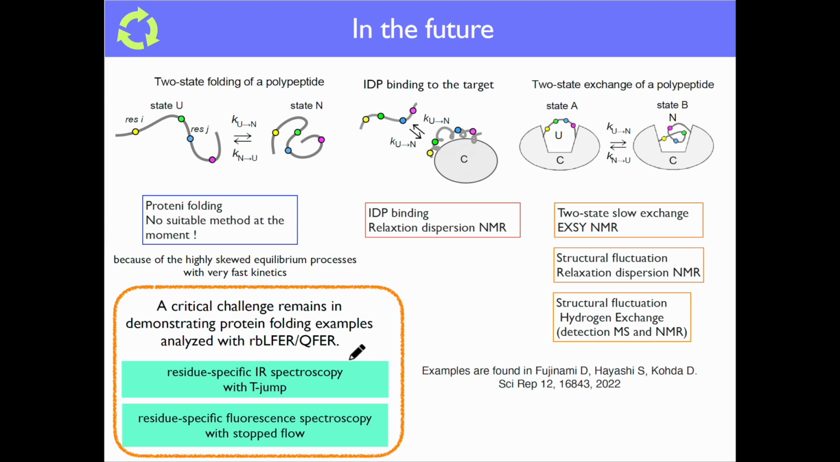And we suggest isotope-labeled residue-specific IR spectroscopy with the T-jump method, for example, or residue-specific fluorescence of non-natural amino acids directly incorporated into a polypeptide chain, with a combination of stopped-flow analysis.